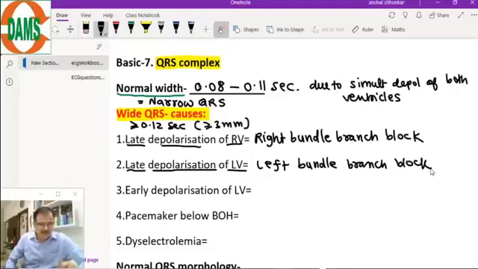Now, third one, let me see who can give me the correct answer. There is early depolarization of the left ventricle. Very good. Early depolarization of the left ventricle we have done just above. Yes, it is WPW syndrome.